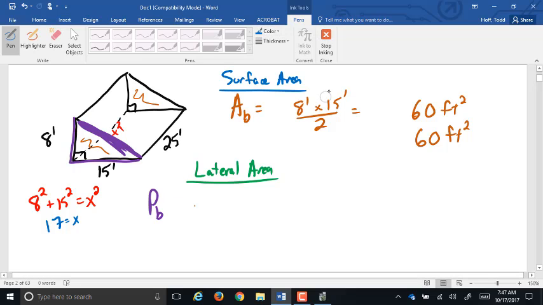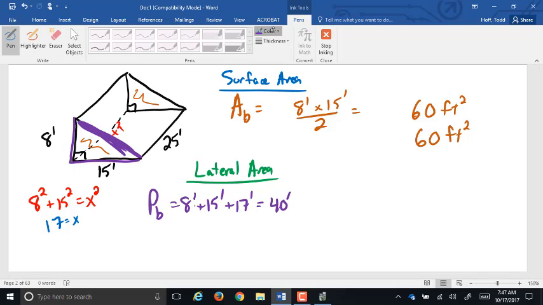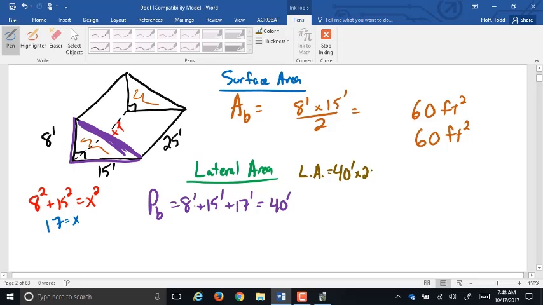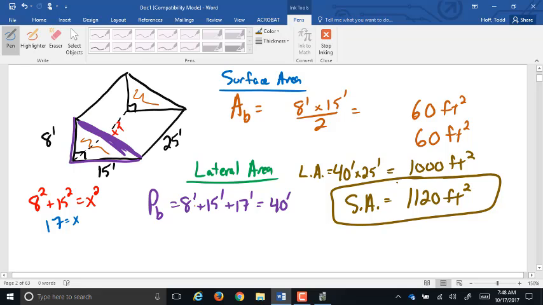So the perimeter of the base is 8 feet plus 15 feet plus 17 feet, which is 40 feet. So the lateral area is 40 feet times the 25 feet of height, which is 1,000 square feet. So that gives us a total surface area of 1,120 square feet.